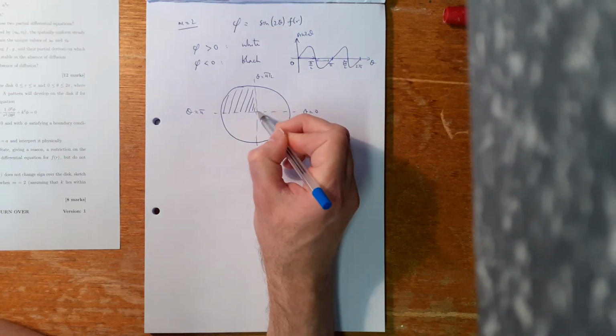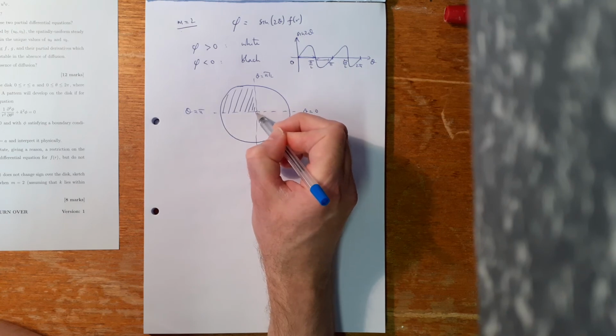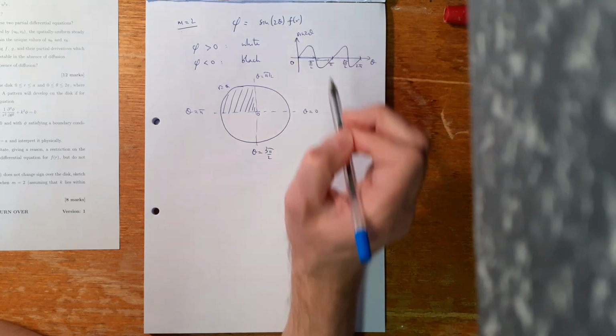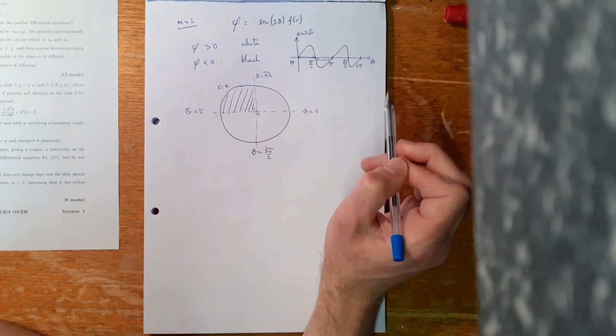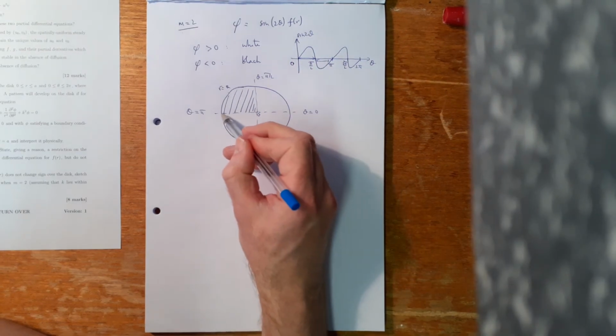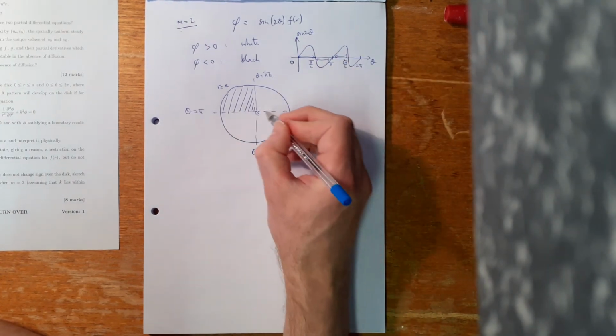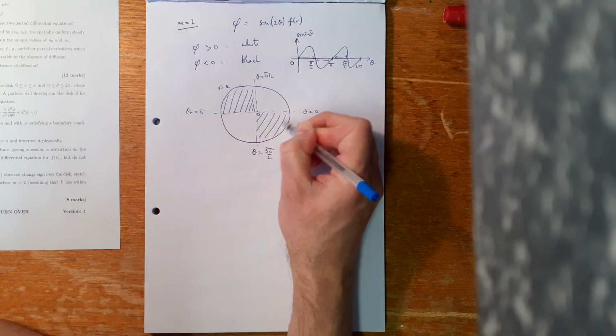And the whole region gets shaded because as you vary r from the origin 0 out to the edge at r equals a, nothing changes because f keeps the same sign, as we're told in the question. Then when theta is between pi and 3 pi over 2, that's here, phi is positive, so that's white, and then this last sector is black.